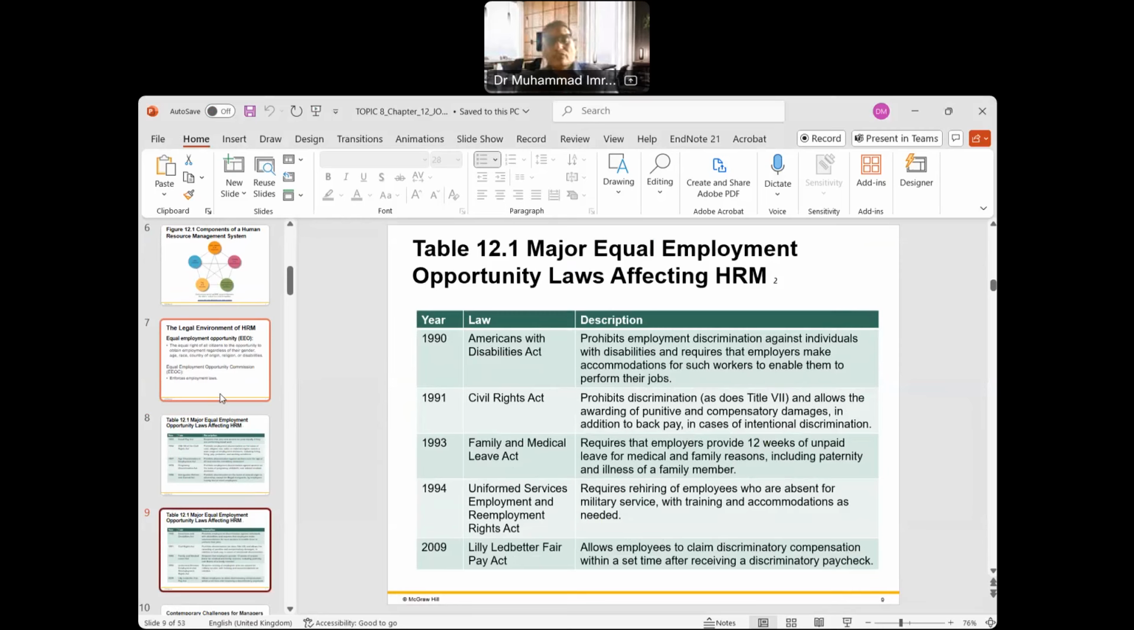Another one, the 2009 Lilly Ledbetter Fair Pay Act. Yes, it allows employees to claim discriminatory compensation. If you are discriminated against, and you prove it through court or different institutions, then the company has to pay, because they discriminated against you, took a lot of your time and wasted your time, whatever.